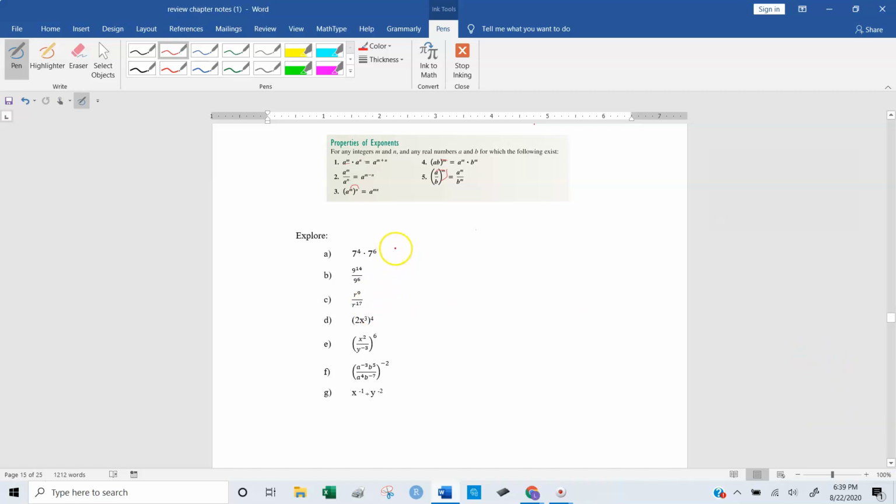Okay, your first one you should have had, hey, I'm multiplying like bases, add the exponent. So that's 7 to the 10th. You're dividing, so you subtract. So that's 9 to the 8th. Dividing again, so you subtract.